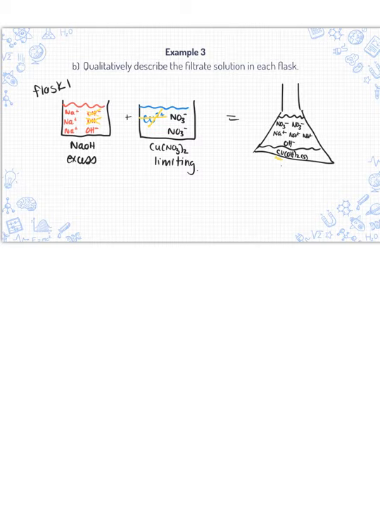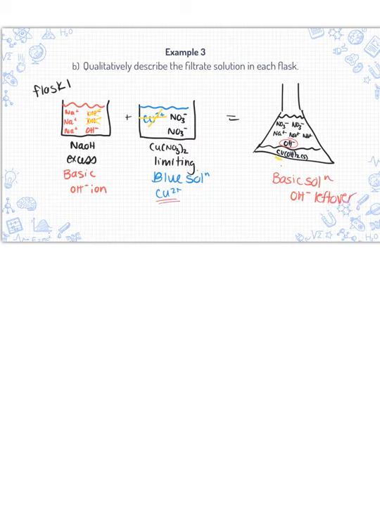Okay, what do we know about these solutions? NaOH is basic because there's an OH minus ion present. Copper nitrate is a blue solution because of the copper 2 plus ion that's free and floating around. So what do we see in our precipitate? Well, I see an OH minus ion floating around, meaning that this will be a basic solution. So there's OH minus left over.